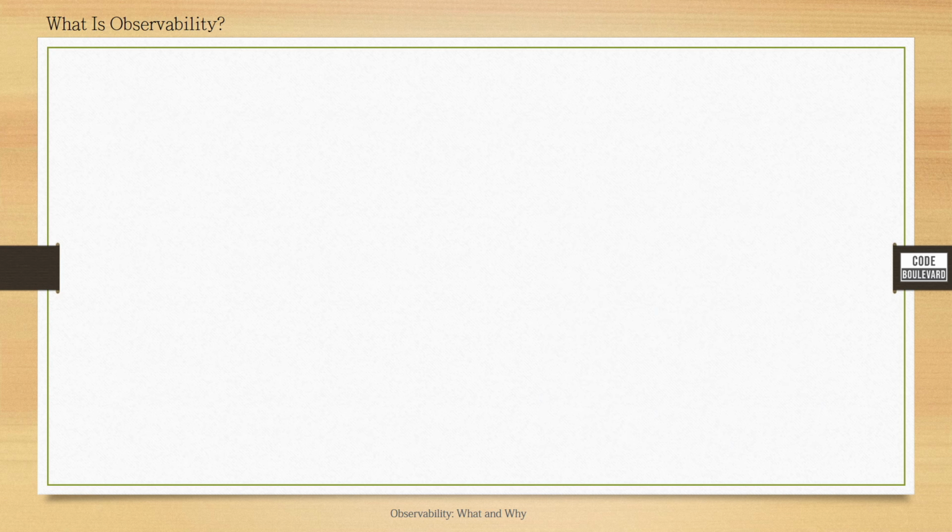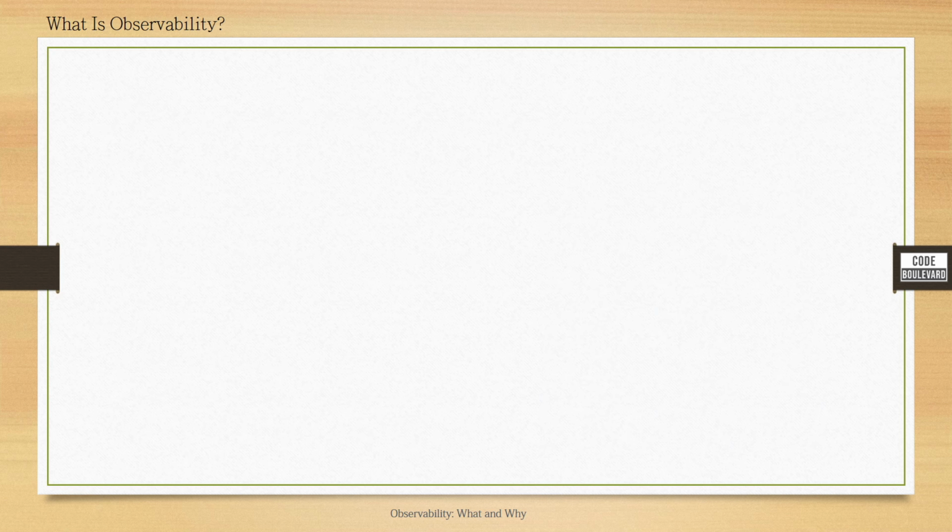The second point is observability. The definition of observability can be the measure of how well you can understand the internal state of a system based on its external outputs. Maybe the definition is not that clear, but when we talk about observability, we are talking about a bigger picture. It means I want to understand how the system works.